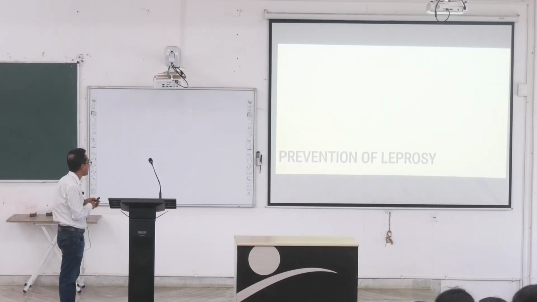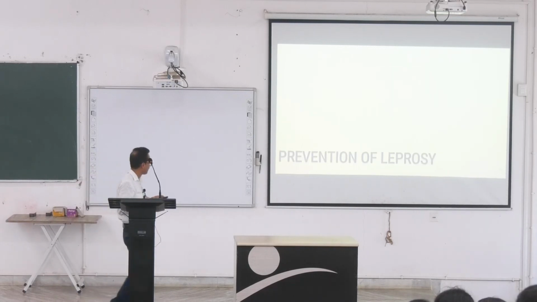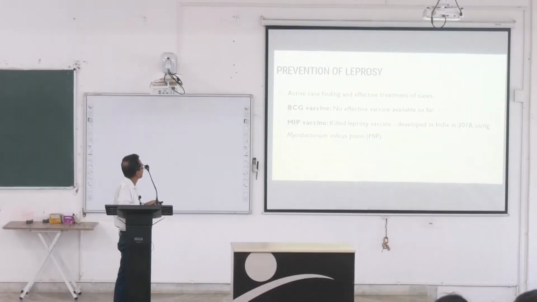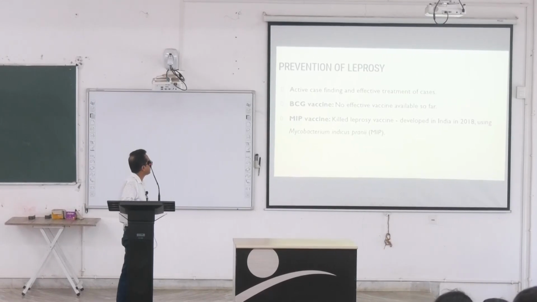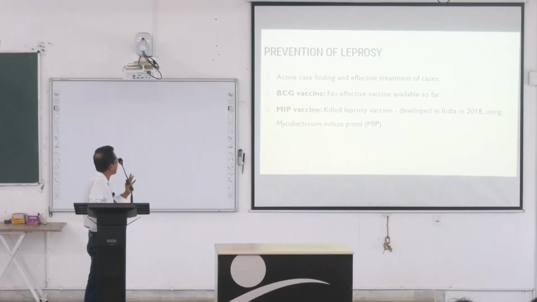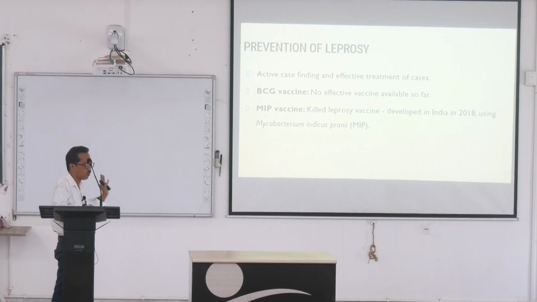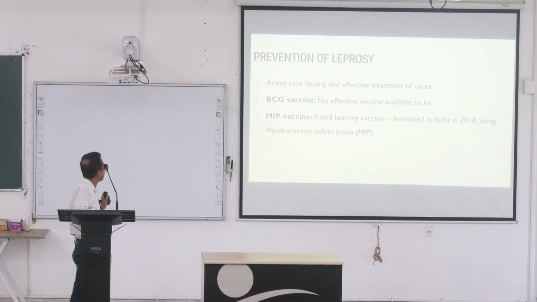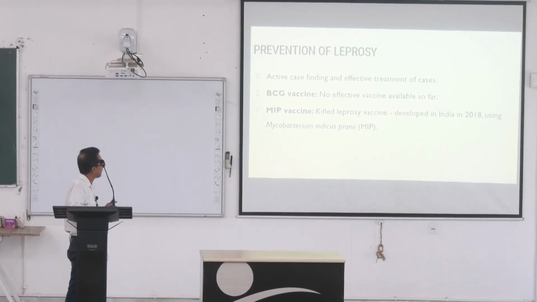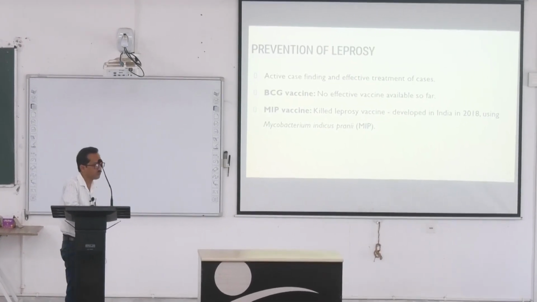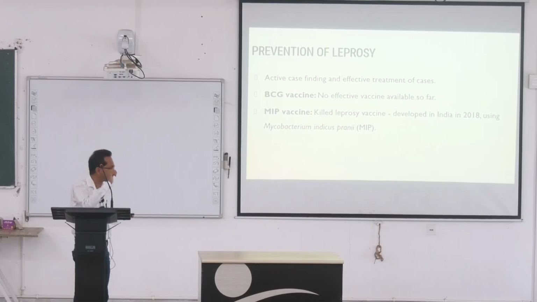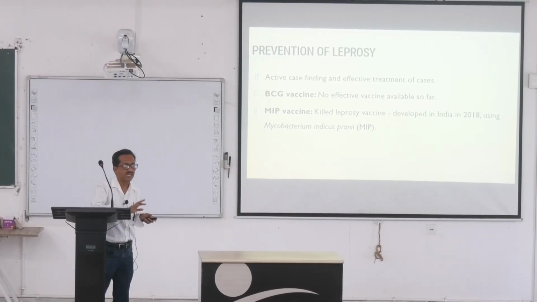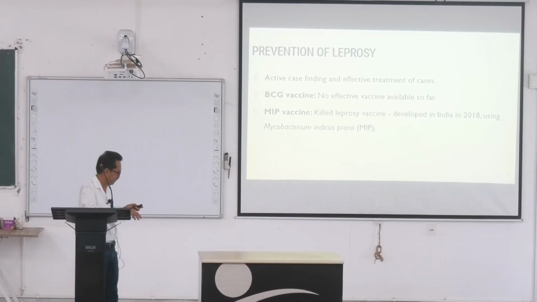Now, how can you prevent leprosy? By active case finding and effective treatment of the case. BCG vaccine has no role. MIP vaccine, a killed leprosy vaccine developed in India, Mycobacterium indicus pranii, is not used. So you just know there is no suitable vaccine at present for leprosy.